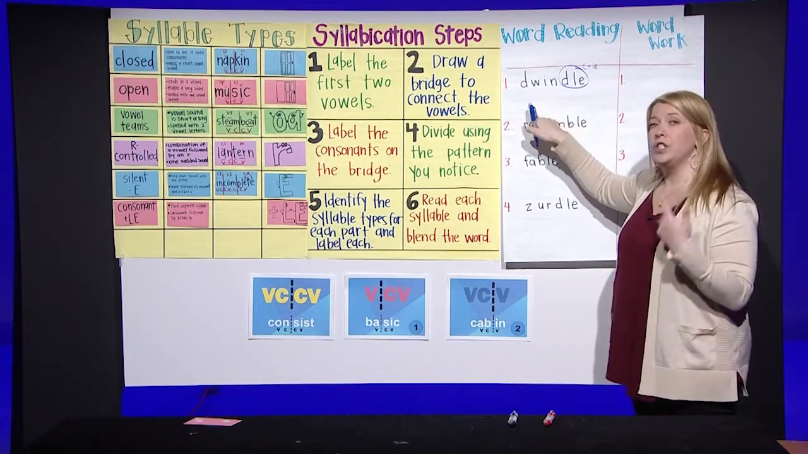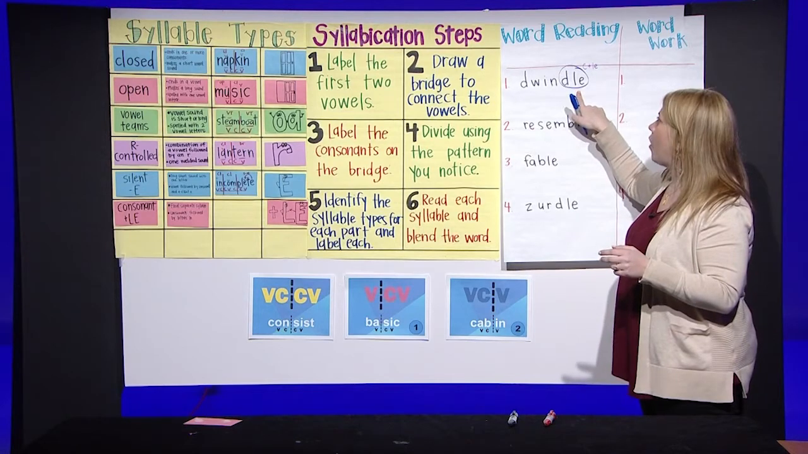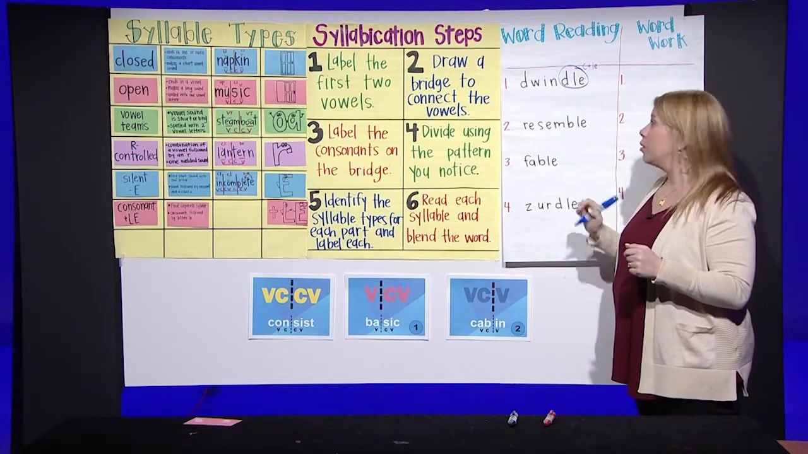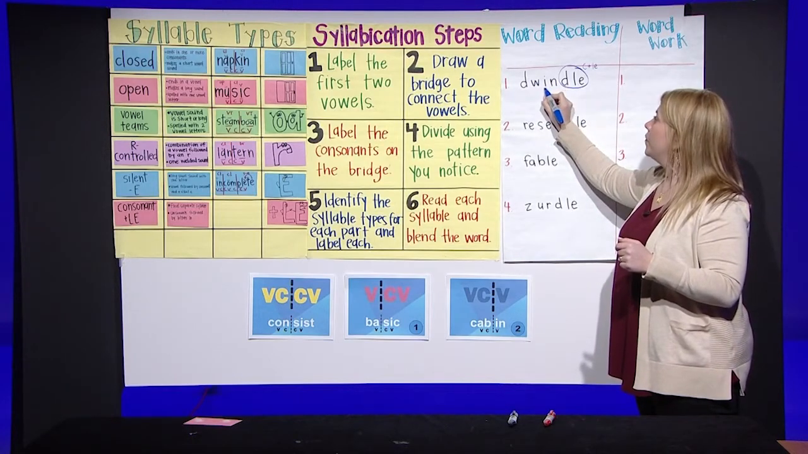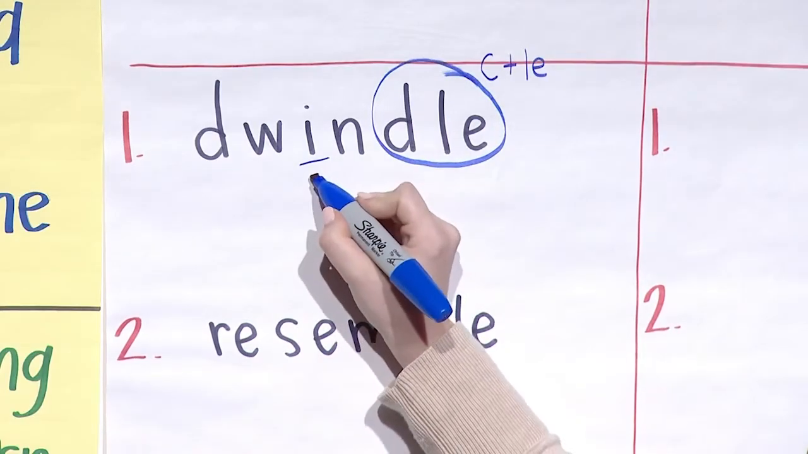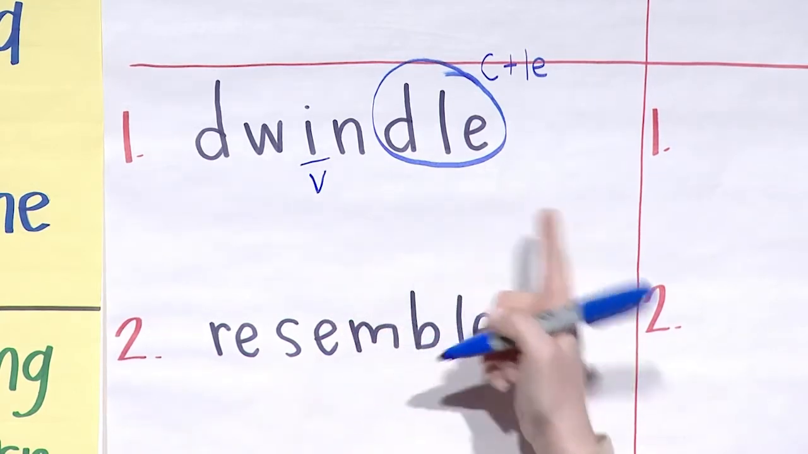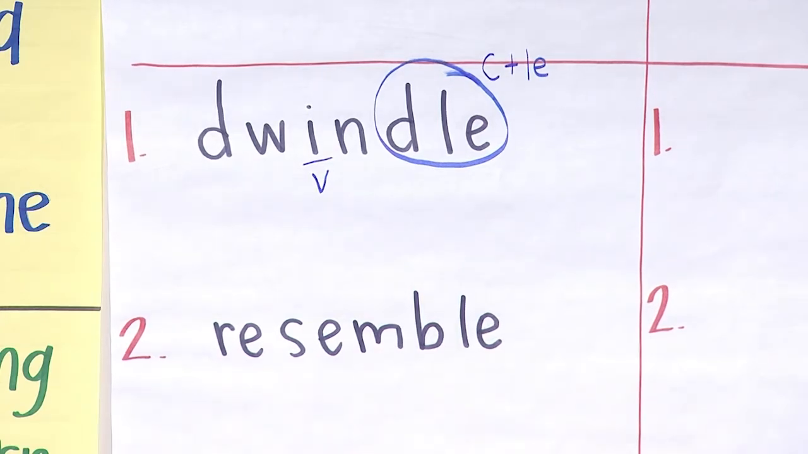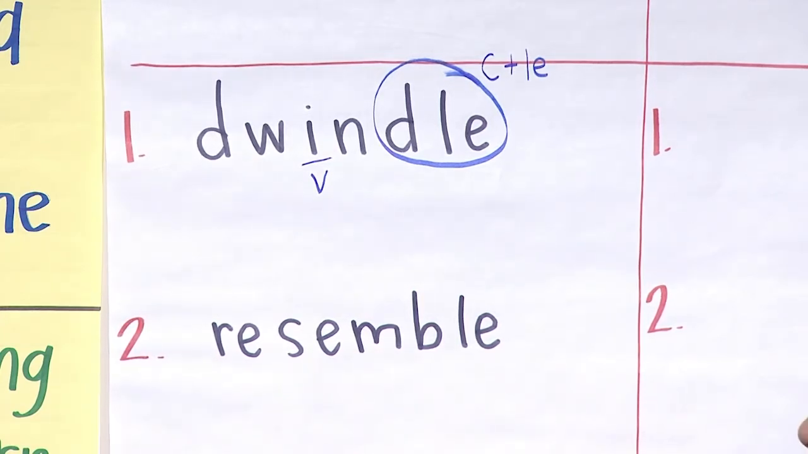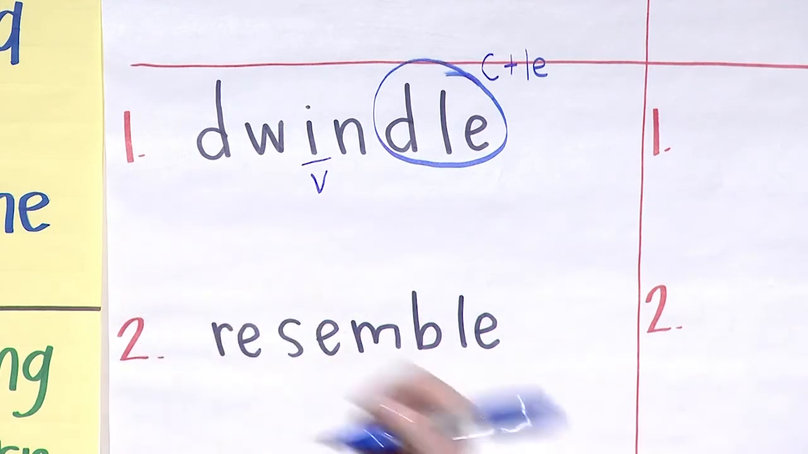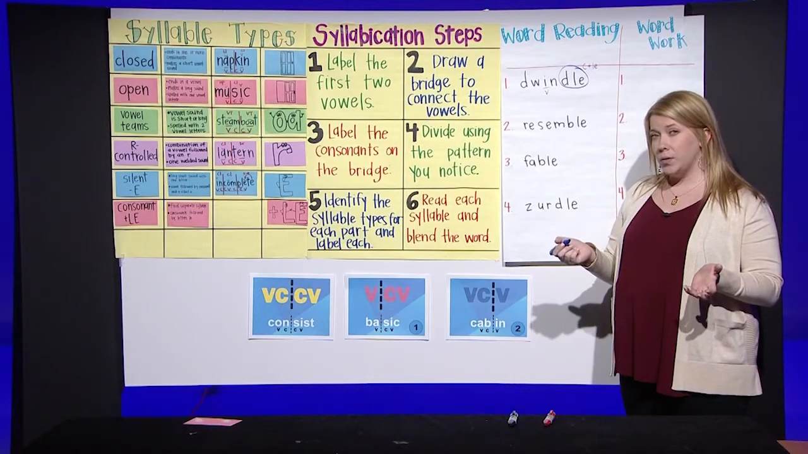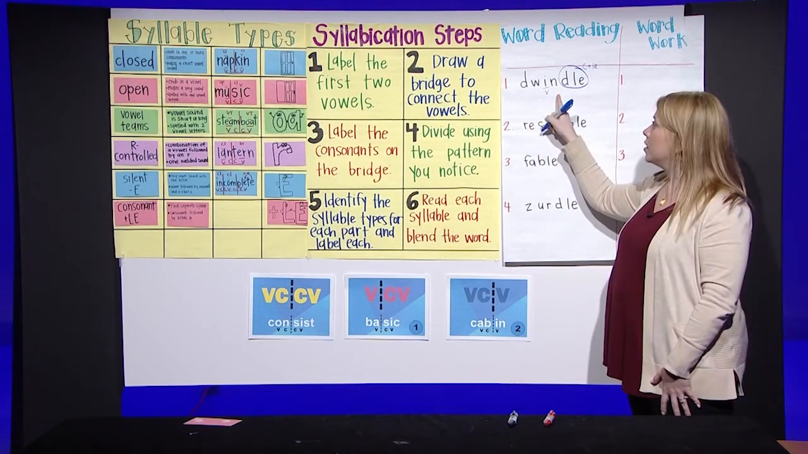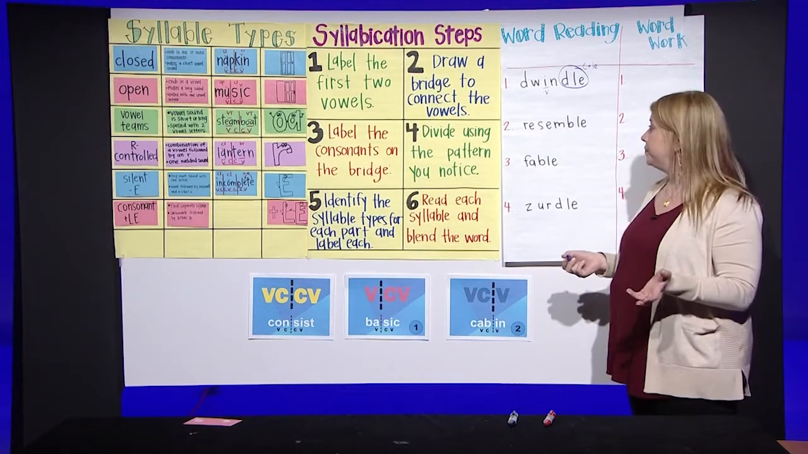So the first thing I normally do is identify my vowels. So since I've already circled my consonant LE, I'm going to look at this part of the word for a vowel. And I see vowel I, so I'm going to label it with a V, but I don't see another vowel after that. So I can't find 2 vowels. My next step tells me to draw a bridge to connect the vowels. Well, since I only have 1 vowel identified in this word part, I don't have a bridge to draw.